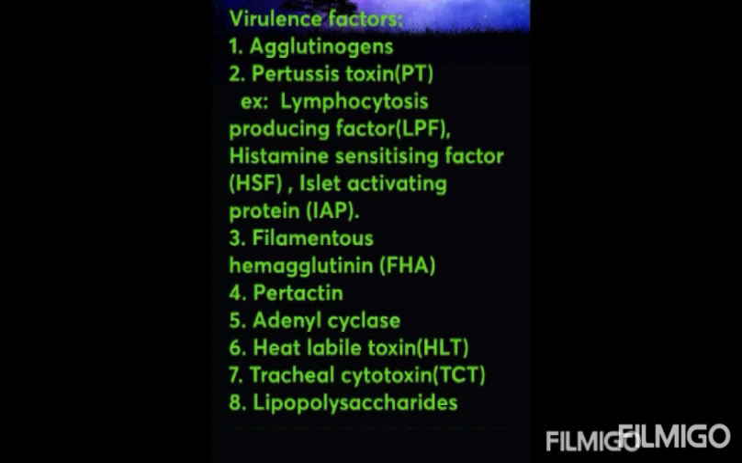So agglutinogens and pertussis toxin, that is PT, are very important. PT, filamentous hemagglutinin, pertactin, adenyl cyclase, heat labile toxin, tracheal cytotoxin, and lipopolysaccharides are the virulence factors for Bordetella pertussis. For pertussis vaccine preparation, we use pertussis toxin. It is very important.